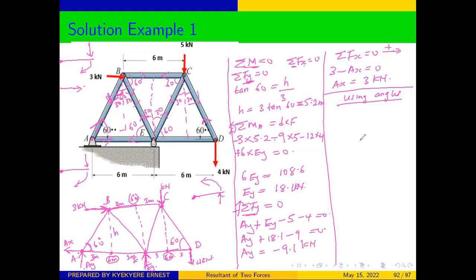Therefore, let's pick A and start to analyze. This is our joint A. And then we know that at A, from our free body diagram, we have AX going that direction. We have calculated AX to be 3 kilonewtons. We have AY.